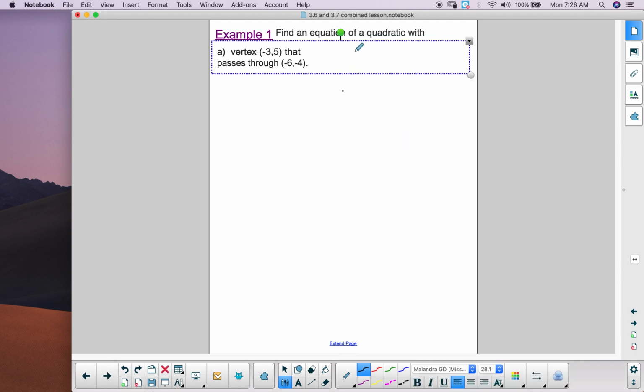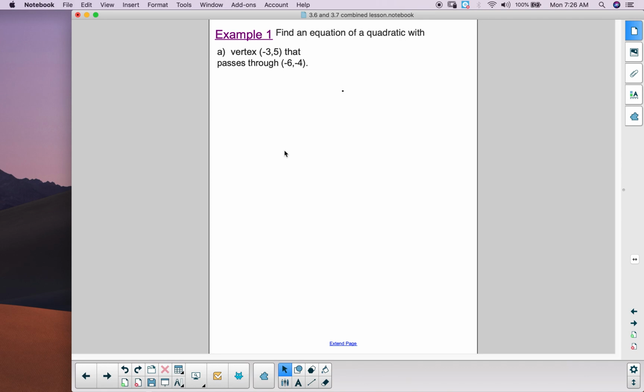So find an equation of a quadratic with a vertex of negative 3, comma, 5, and that passes through negative 6, comma, 4. So it says find an equation, right? Because it's passing through negative 6, 4, one equation could be, because you could have several, because they could be all in a family that have the same vertex, right? But find an equation of a quadratic that passes through this vertex, but it also has a particular point. So that kind of fixes where it is.